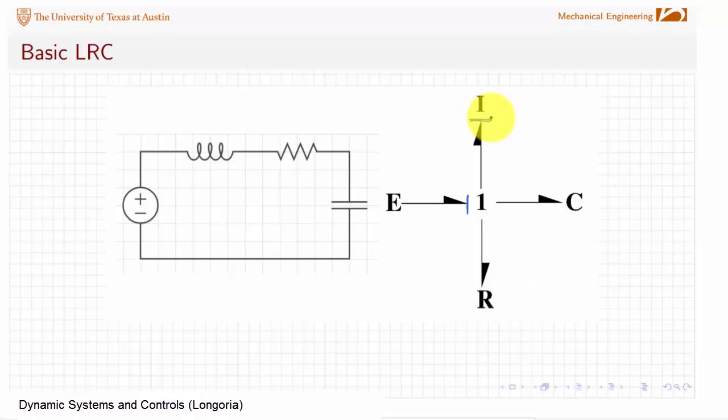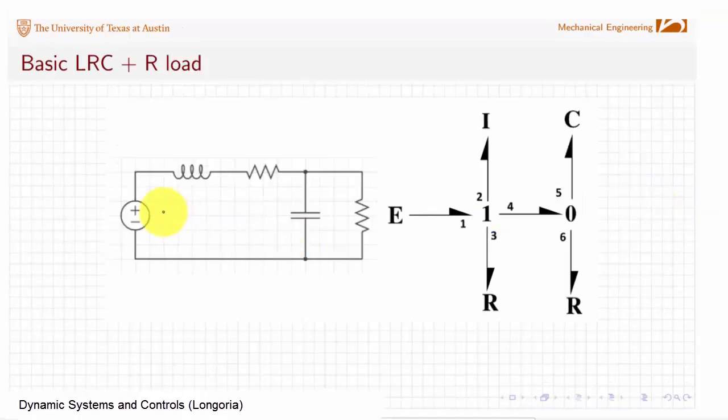Integral causality on the I, so that's independent. Integral causality on the C is allowed. And so we've got charge on this capacitor, flux linkage on this inductor, and as expected, this is a second order system, so your state here is Q and lambda.